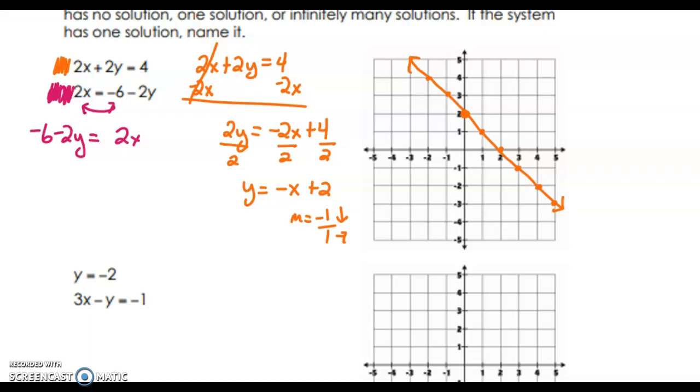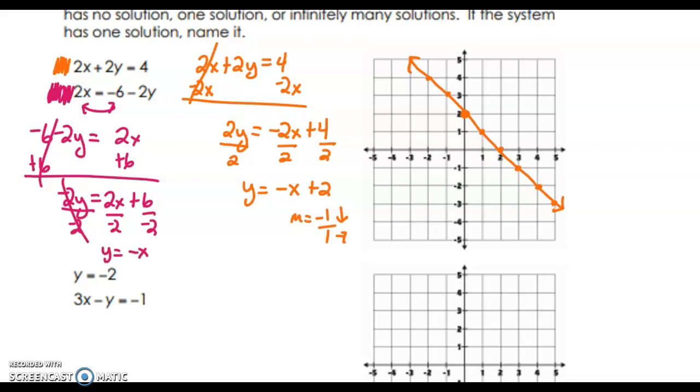So now if I want to get y by itself, I need to move that minus 6. So I'm going to add 6. Okay, I get negative 2y equals 2x plus 6. So now to get y by itself, I'm going to divide by negative 2. All right, that gets me y equals negative x, and then 6 divided by negative 2 is negative 3. So we start at negative 3, and then our slope is negative 1. So once again, down 1 over 1, down 1 over 1. We can go up in the same pattern also.